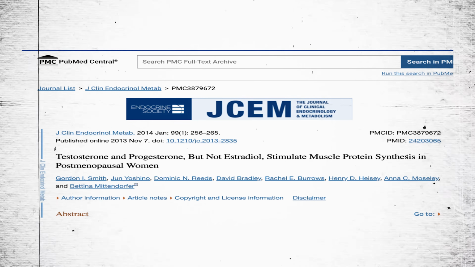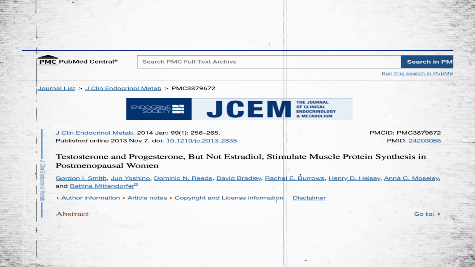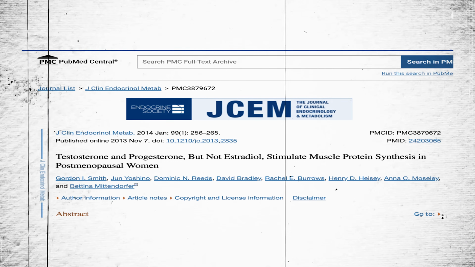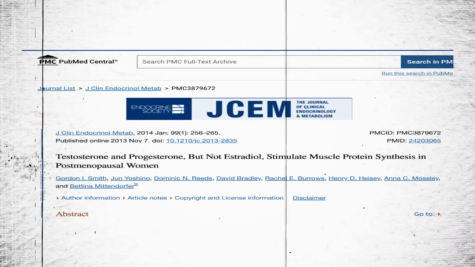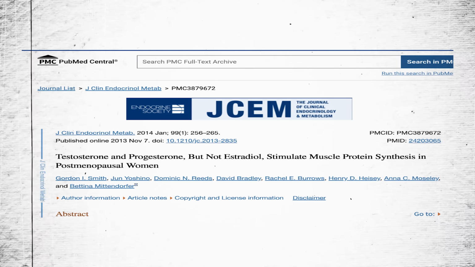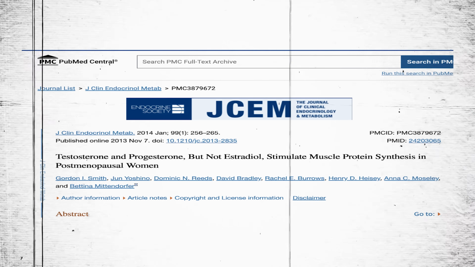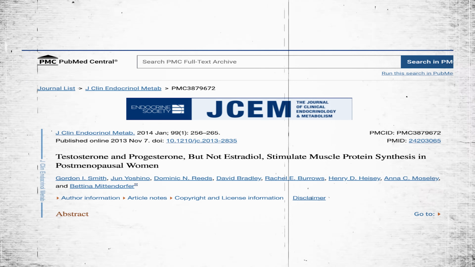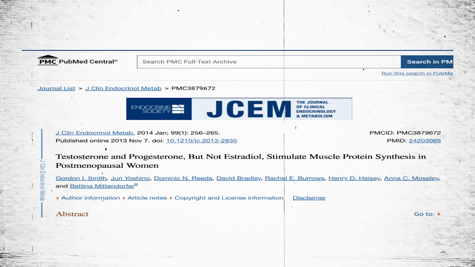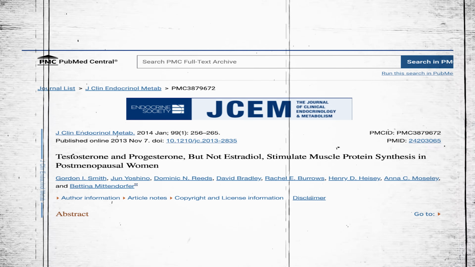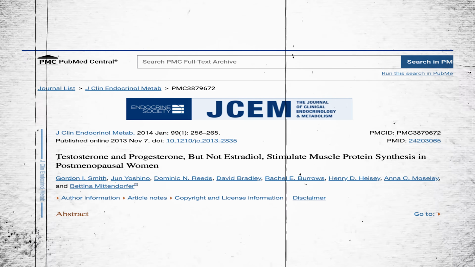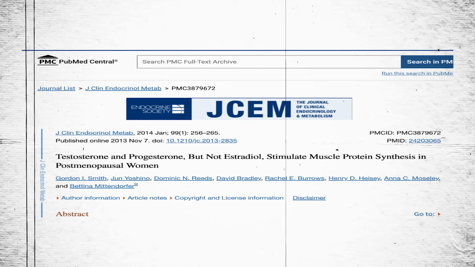This is in confirmation with this particular recent human study that found that progesterone was just as anabolic as testosterone in postmenopausal women, while estrogen had no effect. So at least half of the theory seems confirmed by evidence in humans. And this study was titled Testosterone and Progesterone, but not Estradiol, Stimulate Muscle Protein Synthesis in Postmenopausal Women.